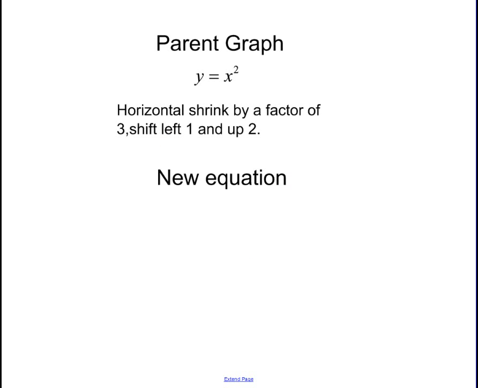Let's try this one. We have a horizontal shrink by a factor of 3, so that means that it's going to be inside. We shift left 1, so again that's inside, and we move up 2. Well, that's outside.